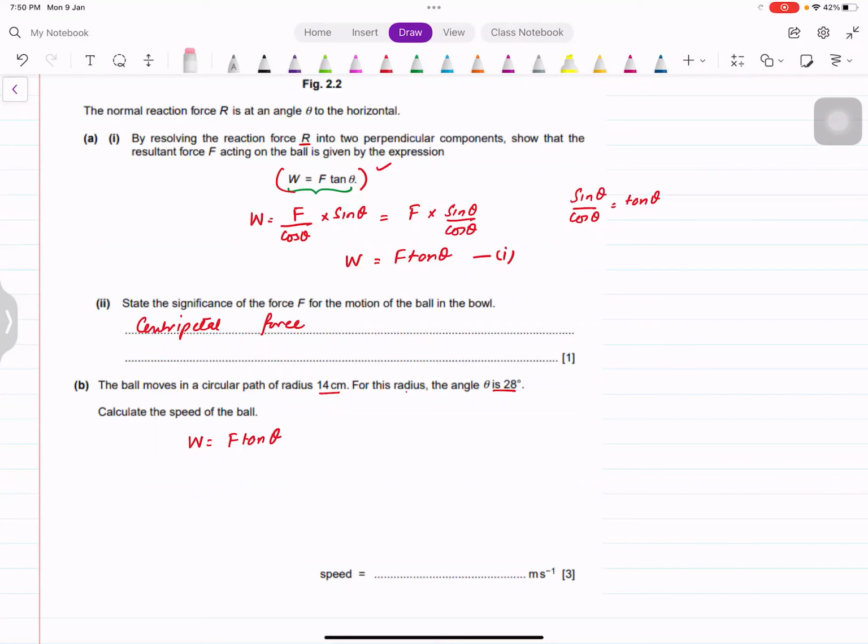F is equal to mv squared over r. Now, why am I using mv squared over r, and why not mr omega squared? Because they're asking about the speed, they're not asking about angular speed. Equals tan theta. Mass and mass will cancel out.